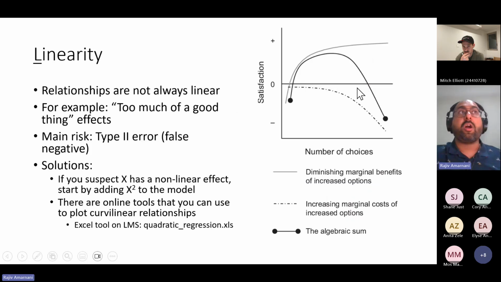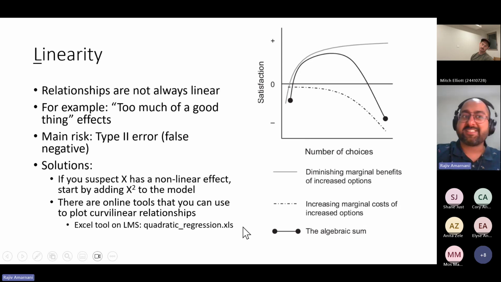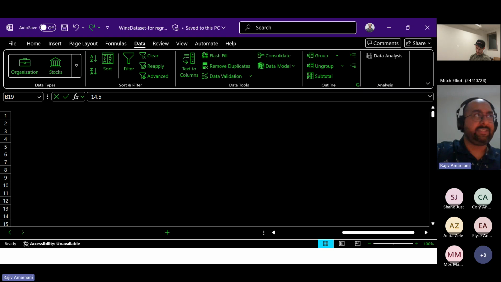And there are ways to graph them. So I've put this up on LMS. There's a tool called Quadratic Regression XLS, where when you're doing this with your own data, you can plug in some of the numbers and it'll graph for you. But let's try doing this now, and let's do this with the wine data.